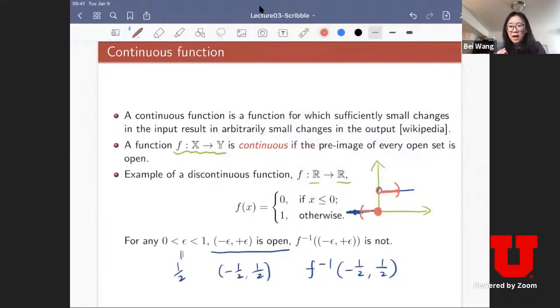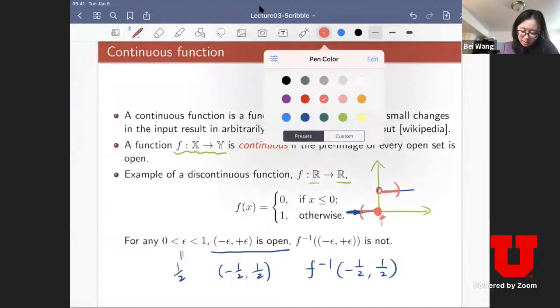Okay, again, why is it? So for example, it contains a weird boundary point over this. Okay, so this is just an example of what a continuous function is in the concept of open sets.